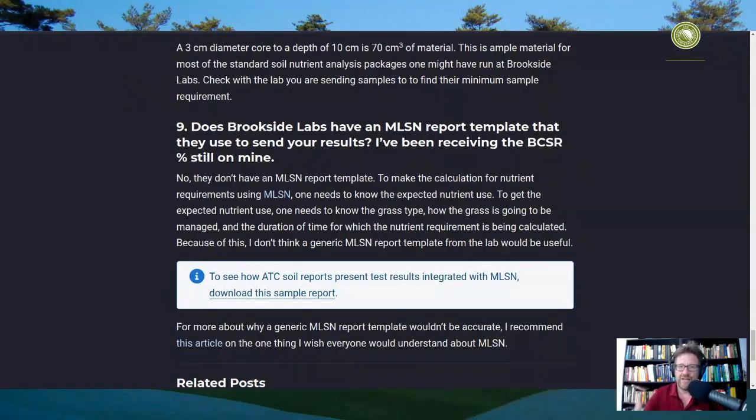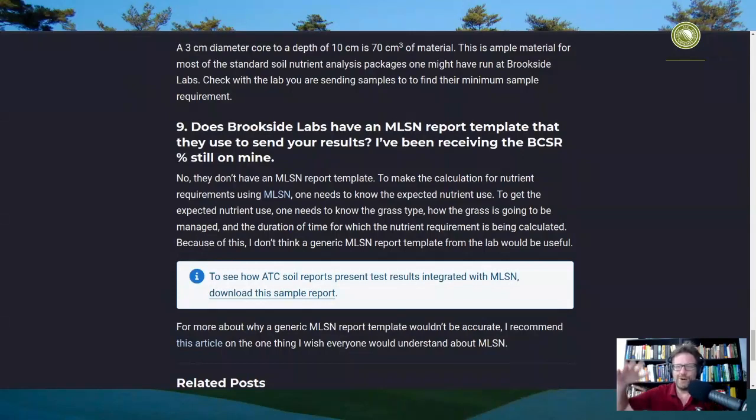I mean, MLSN is about making a fertilizer recommendation. It's about interpreting a soil test and making a fertilizer recommendation for it. And we need to know plant use. We don't just want to look at whether you're above or below MLSN, because if you're above MLSN and you're growing Bermuda grass in Bangkok and your potassium is at 50 parts per million, well, within about 6 weeks or something, you're going to be below MLSN if you don't apply potassium.